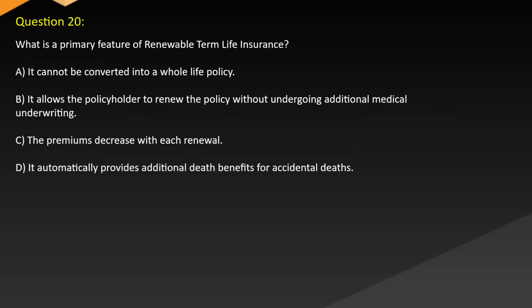Question 20. What is a primary feature of renewable term life insurance? A. It cannot be converted into a whole life policy. B. It allows the policyholder to renew the policy without undergoing additional medical underwriting. C. The premiums decrease with each renewal. D. It automatically provides additional death benefits for accidental deaths.